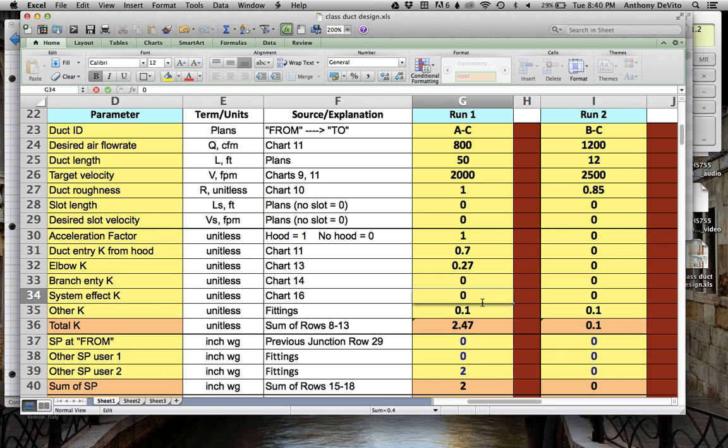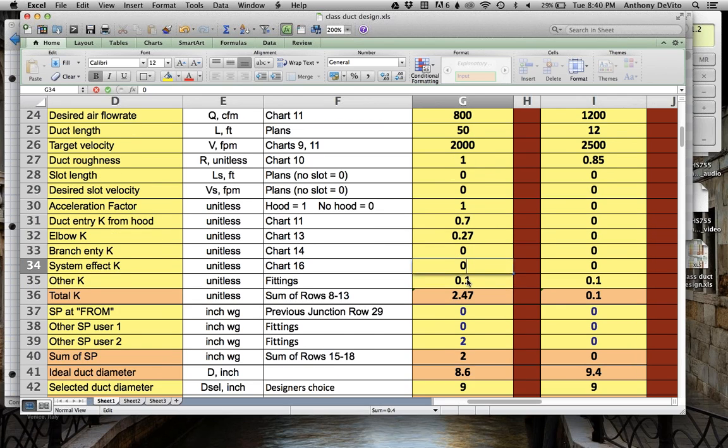You can avoid it in a lot of cases. How can you avoid it? Don't put an elbow right next to the fan. In other words, your duct comes here, makes a turn, make sure you got at least a length of 6 diameters before you go into the suction of the fan, and you won't have a significant system effect. Okay, so we're going to make sure of that, so we're going to put 0 for that. Okay, so now, where are we? Other Ks, we don't have any other Ks.